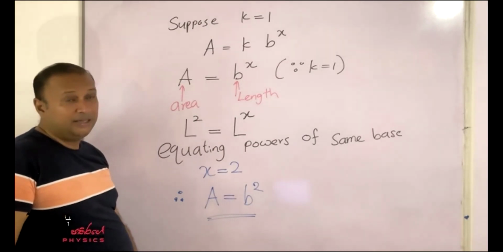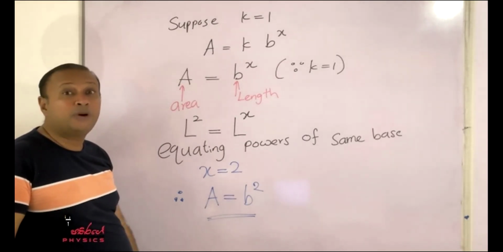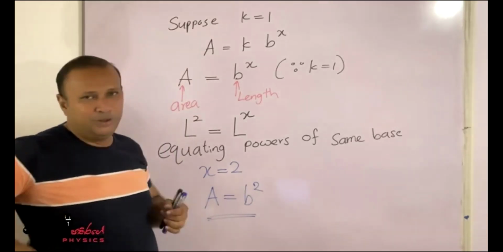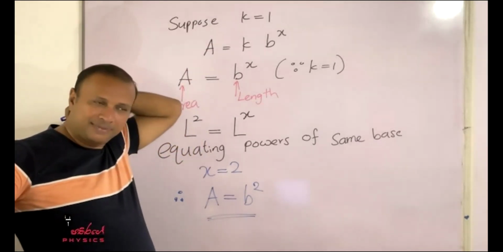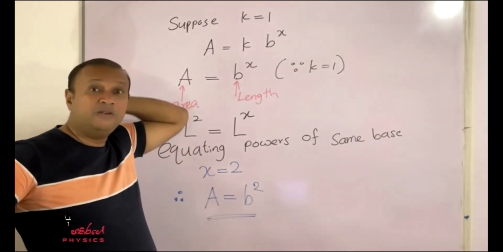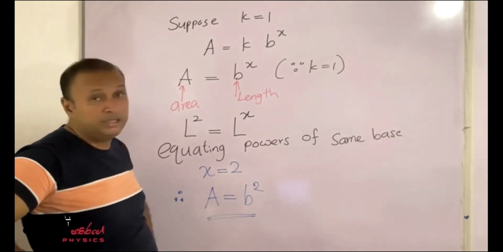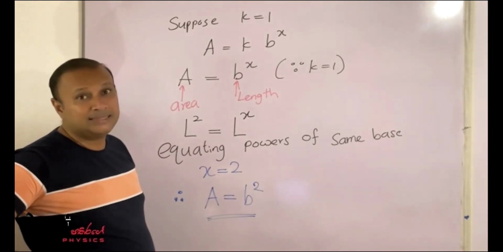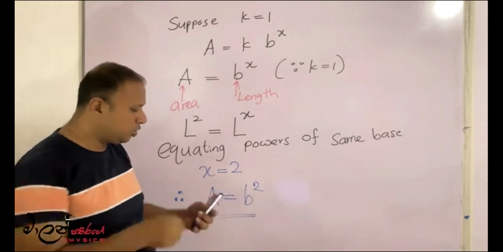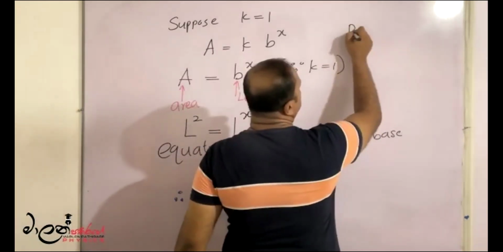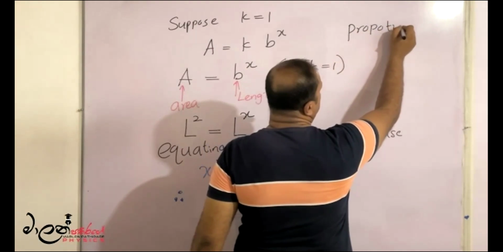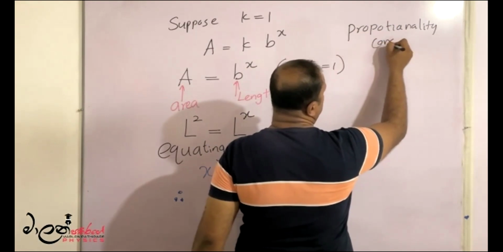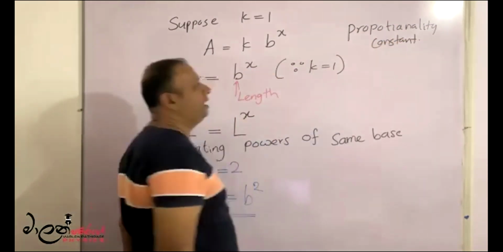K, okay, it is a proportionality constant. You can write it there. When you are doing direct proportionality and indirect proportionality, we have used this K value. Normally K is called as proportionality constant. K is proportionality constant.